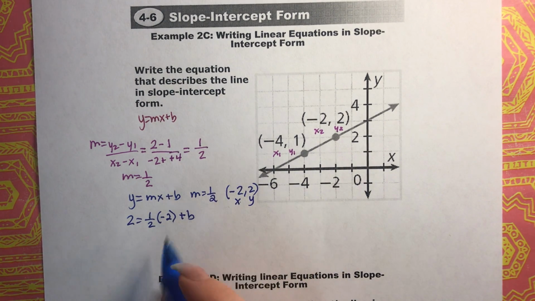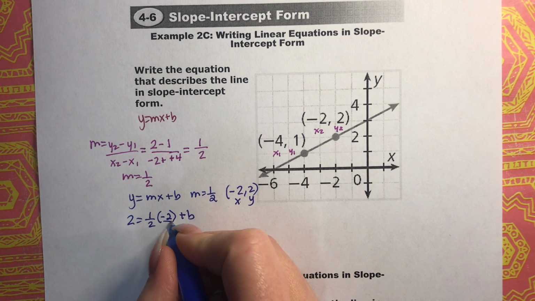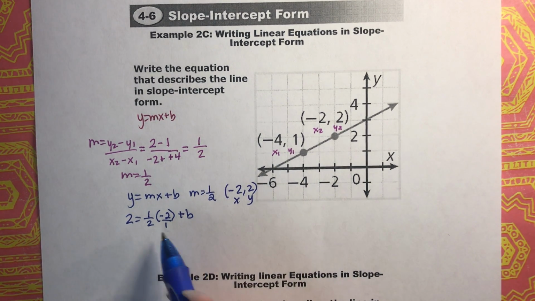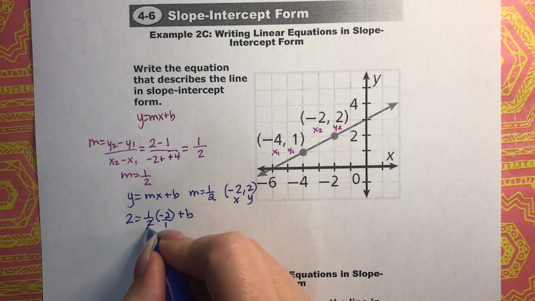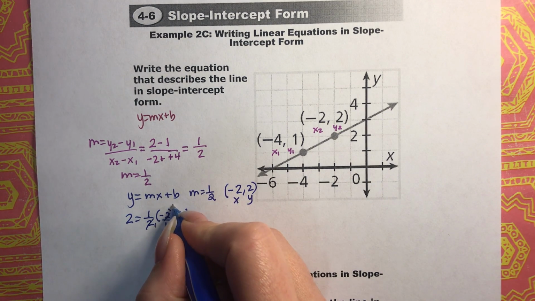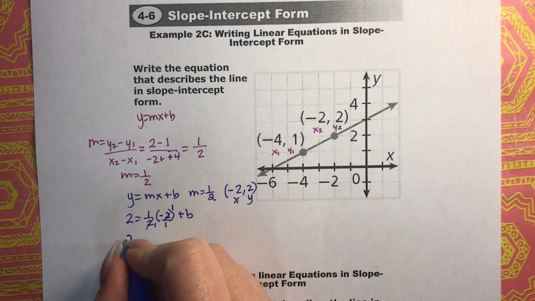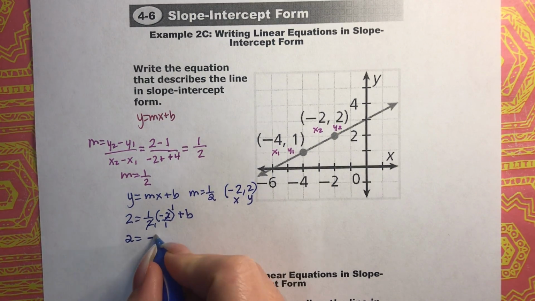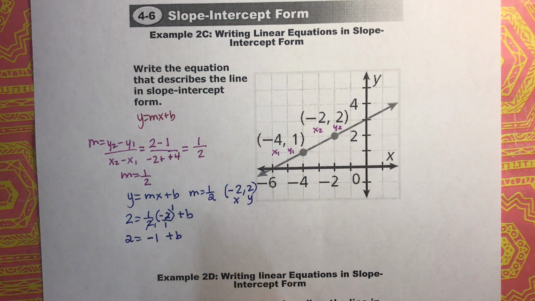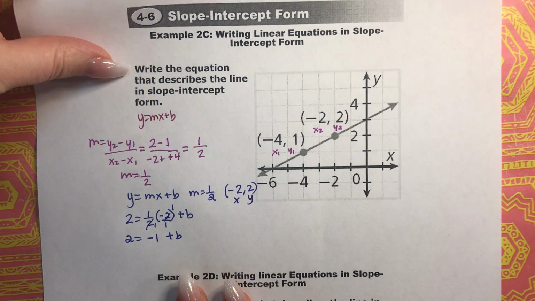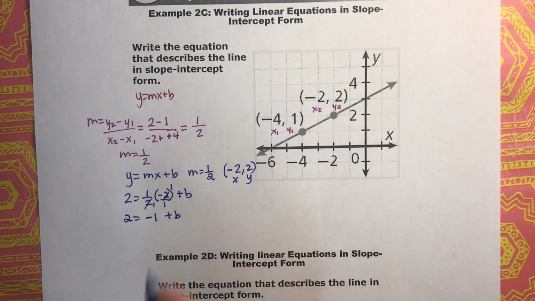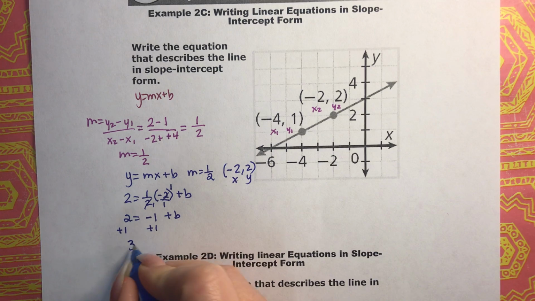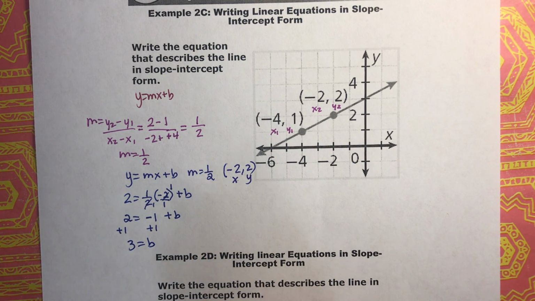And I can use my algebra skills to figure out what b is. So here I'm going to be multiplying fractions, so I'm going to make negative 2 over 1. I'm going to look to cross cancel. Is there a common factor? Yes, 2. 2 goes into 2 one time, 2 goes into 2 one time. I'm rewriting here, and then I'm going to multiply across, and that's just going to leave me with negative 1 plus b. And now we just need to get b by itself, right? So I'm going to add 1 to both sides, which ends up being 3. So b is equal to 3.